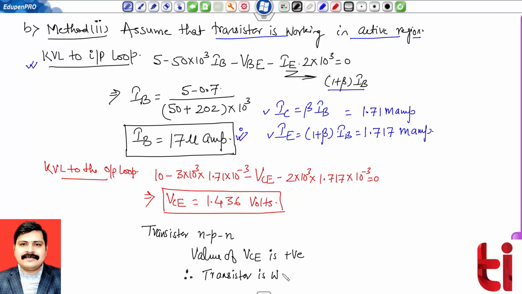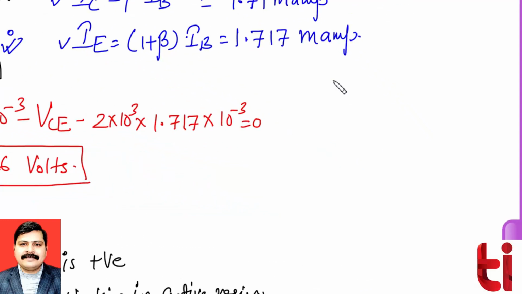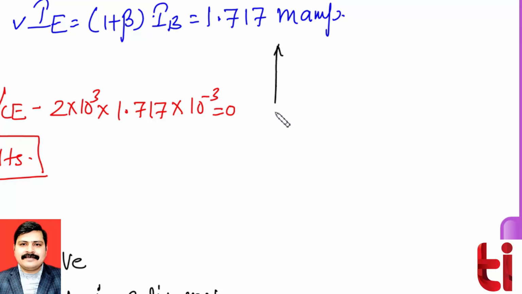Transistor is working in active region. Now for the verification, let me draw the output characteristics by which you will get the idea. So this is my IC in terms of milliampere. This is my VCE in terms of volts.